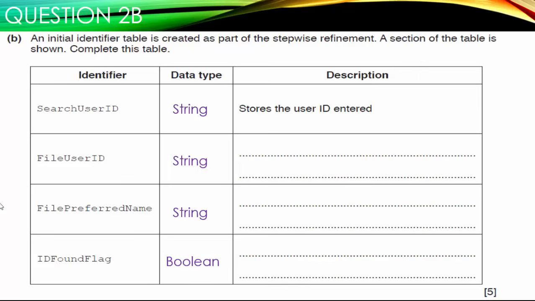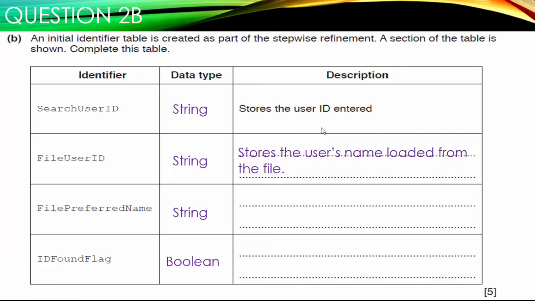Now, let's talk about file user ID. What is the purpose of that? Well, it stores a user's name loaded from the file. You can't just say it stores a user's name because that's not being specific enough. Up here we said stores a user ID. Stores a user's ID, but we say it's loaded from the file. If we just say it stores the user's ID, that's not going to be enough because search user ID says the same thing. So we say from the file, and it mentions that's a text file.